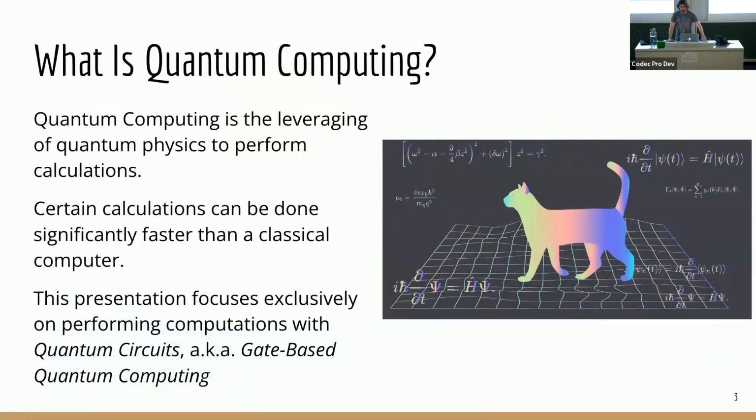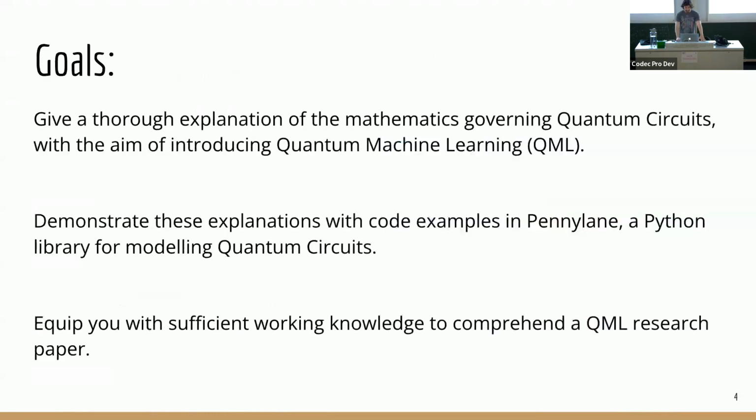So the first natural question to ask is, what is quantum computing? And we will define it as the leveraging of quantum physics to perform calculations. And if we are clever about how we set up our quantum experiments, we can perform certain calculations significantly faster than on a classical machine. And for this presentation, I will focus exclusively on one paradigm of quantum computing, which is gate-based quantum computing, which involves performing computations on quantum circuits.